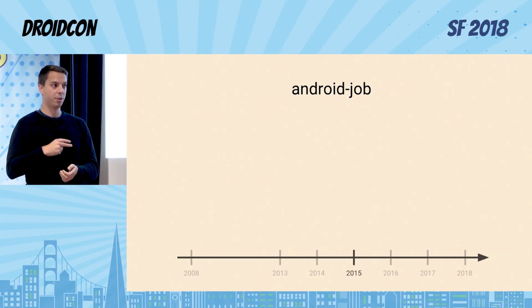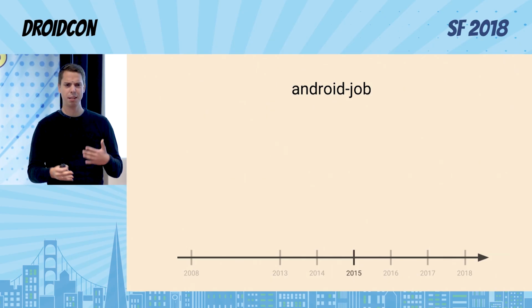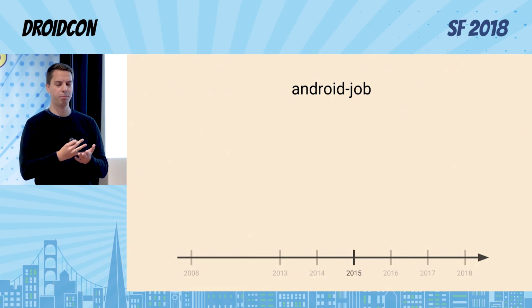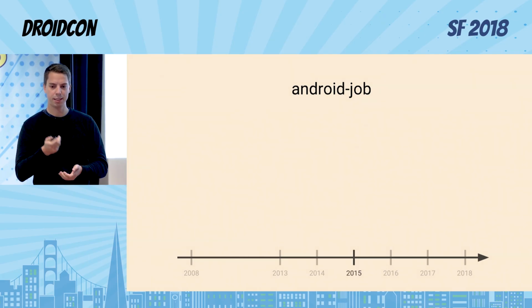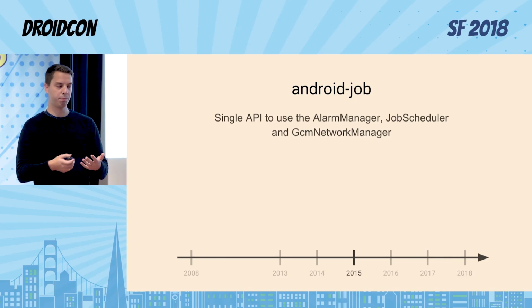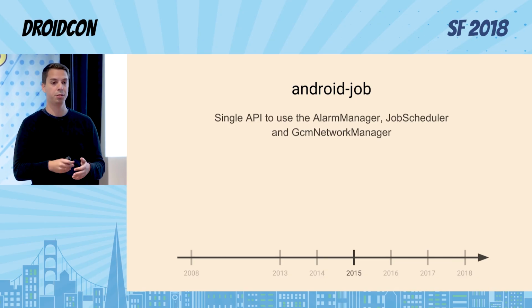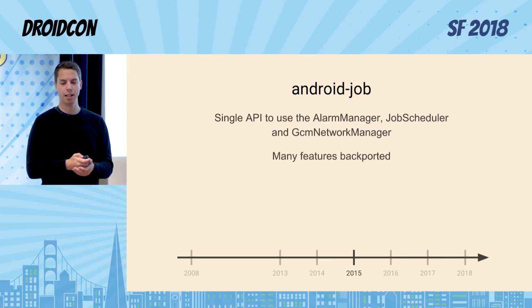Same year at my former company, I was facing the same challenges. I had all those APIs, they were different. I couldn't combine them or reuse them. I had to implement fallback mechanisms. So I came up with this library called Android Job, and it basically provides a single API which is using under the hood the AlarmManager, Job Scheduler, and GCM Network Manager. And in this library, I backported many features, and we will talk later on more about it.